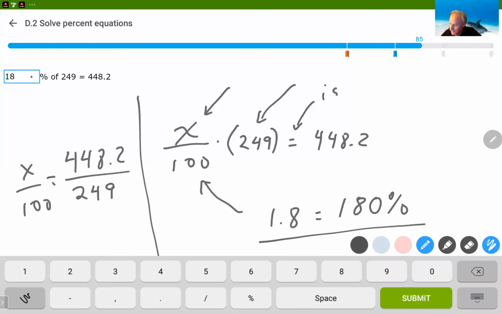And does it look like 448 is almost double 249? It does. Double 249 is 498, so yeah, it's pretty close. 180% looks good.